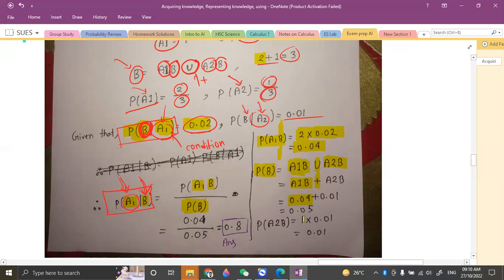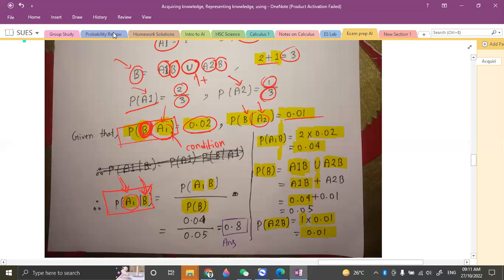So for buses, we have only 3 out of 3 on bus, right? You can see here we have 3 out of 3 on bus. So 1 times the probability that the bus needs to be repaired, that is 0.01. We multiply 0.01, okay? So we get the answer 0.01 as A3B.